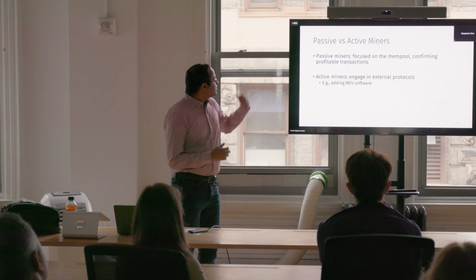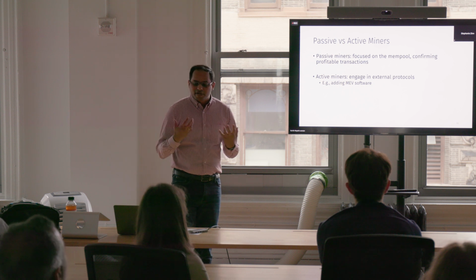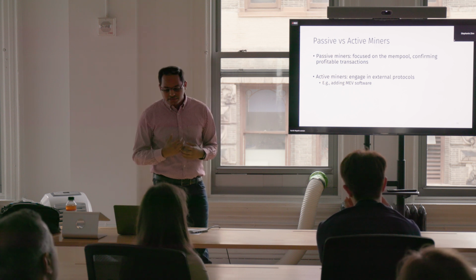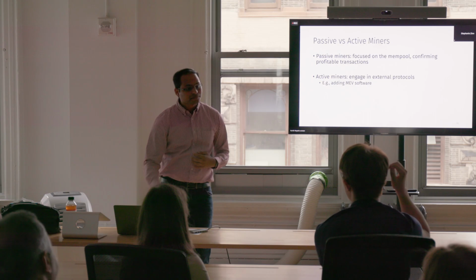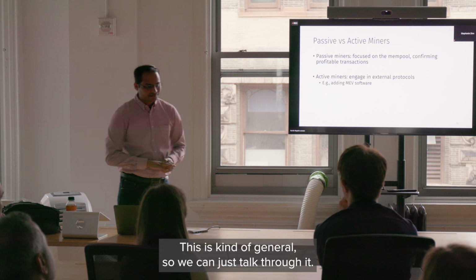So what is the distinction between an active rational miner and a passive rational miner? In general, when we are thinking of miners, we think of them as focused on the mempool, where they're looking at all the transactions available to them and they would confirm the most profitable transactions. But miners can be active in the sense that they can participate in external protocols to maximize their gains. For example, they can add some MEV software on top of what they have to engage in a protocol to improve their gains.